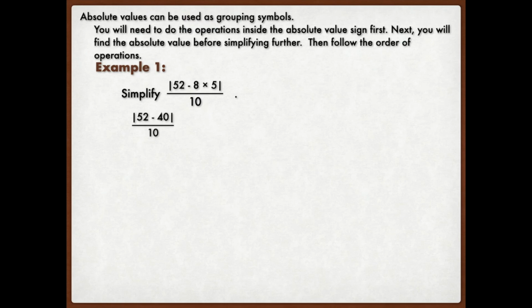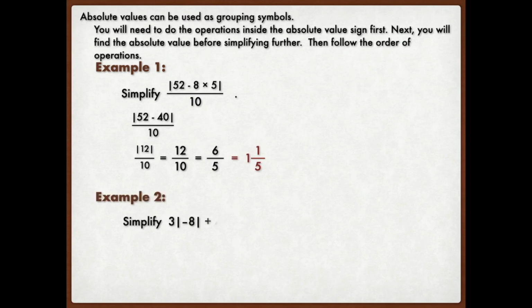And then that's going to give us absolute value of 12 over 10. So absolute value of 12 is just 12. So 12 over 10, that's going to be a fraction. And remember, 12 over 10, that's greater than 1. So that's reduced to 6 over 5, or 1 1/5. Or you can write it as a decimal.